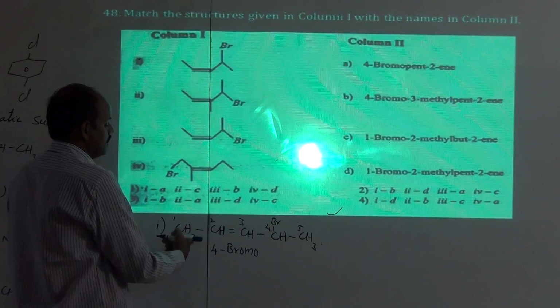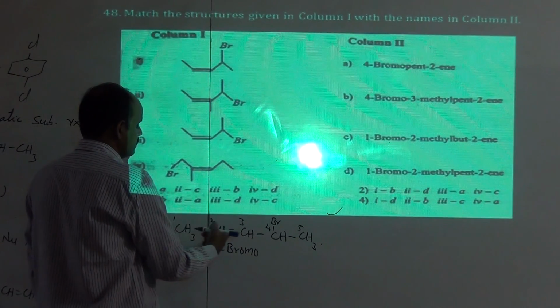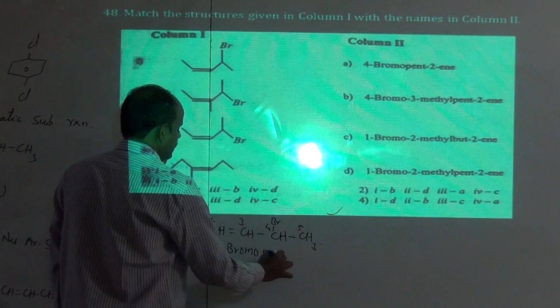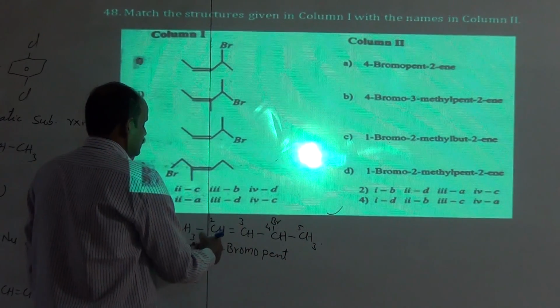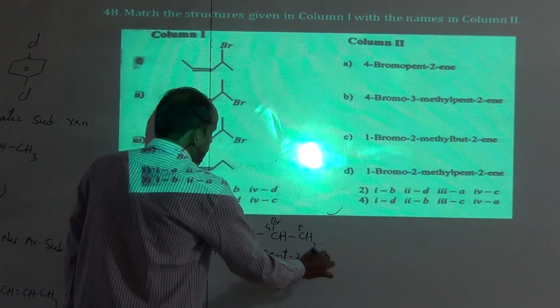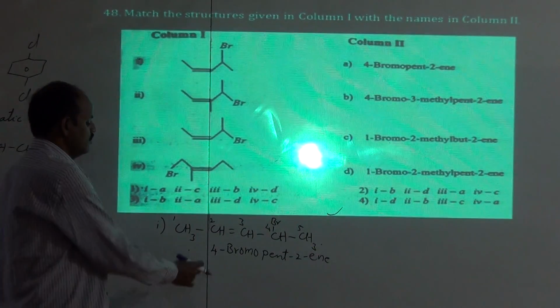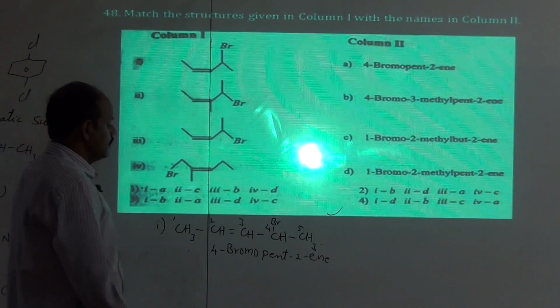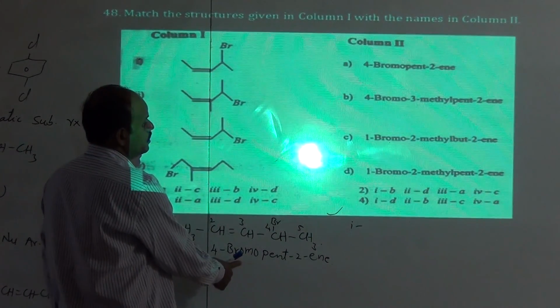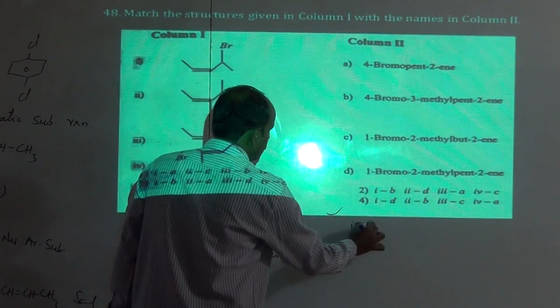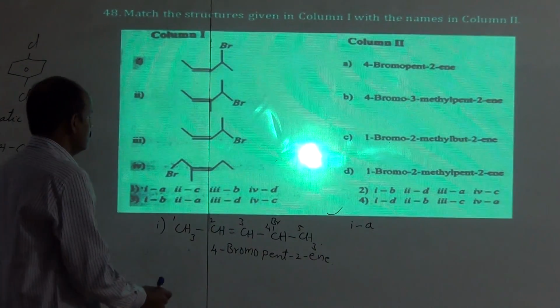Next, how many carbons are there? Total carbons 5 are there, pent. Next, double bond is present on second carbon, 2-ene. So 4-bromopent-2-ene. Where is this one? 4-bromopent-2-ene, first only. Thus, A is the correct one for the first bit.